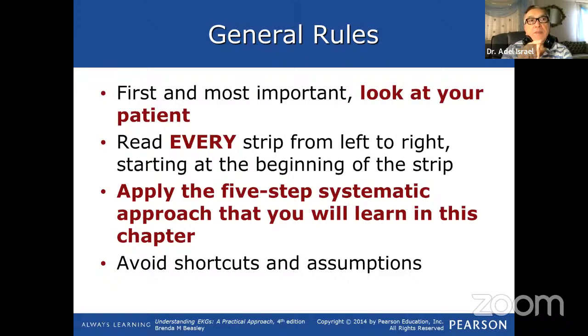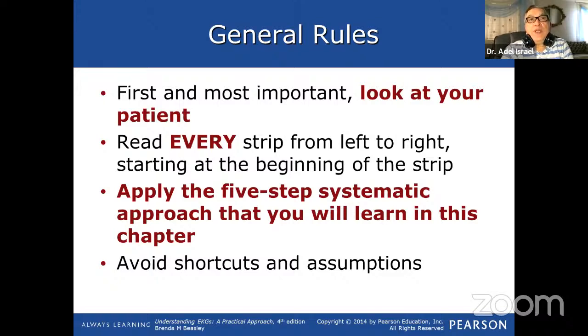5-step systemic approach. This means what? I have to look for these 5 items. These 5 items, I will answer one by one, and by the end, I can diagnose what this strip is. First of all, before we start any EKG, it is very important for you as a medical assistant to do what?